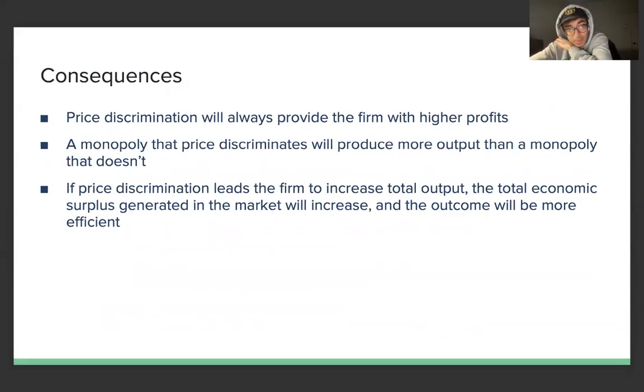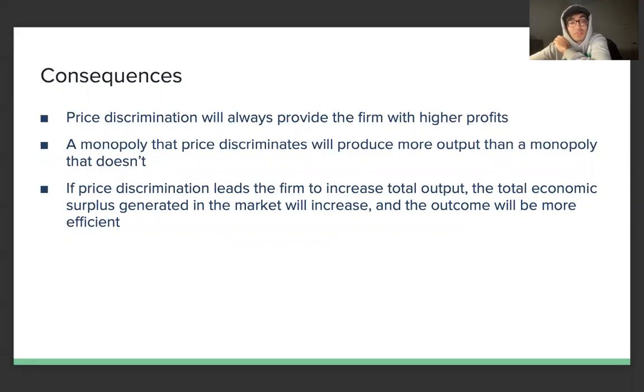So the consequences of price discrimination is that it always provides a firm with high profits. When you can understand your market segments and price them differently based on the characteristics of those segments, you'll end up having high profits. A monopoly that price discriminates will always produce more output than a monopoly that doesn't.